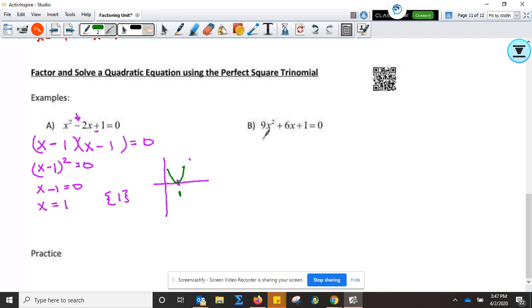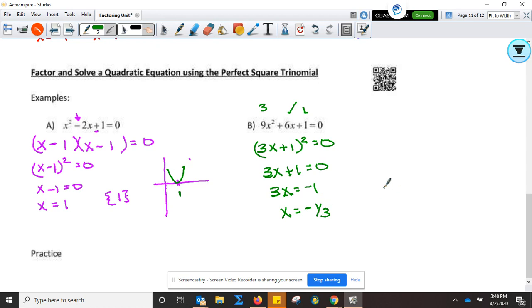Okay, so this one right here, 9x squared is a perfect square. 1's a perfect square. 3 times 1 is 3. 2 times 3 is 6. That works out. So this is going to be 3x, and the signs are plus 1 squared is equal to 0. So solving that, 3x plus 1, subtract 1, x equals negative 1/3. So once again, that's going to be a double root at negative 1/3. You don't need to write it twice. You just need to write it once.